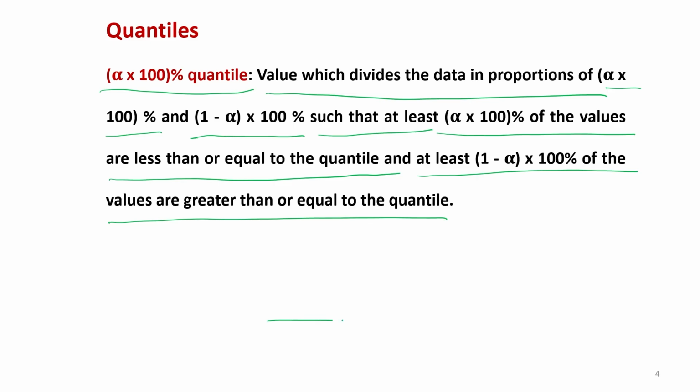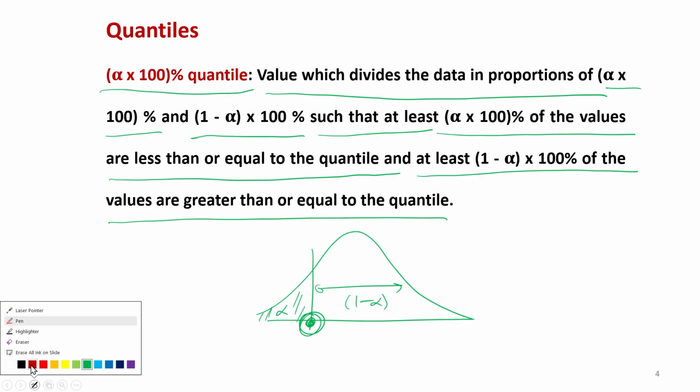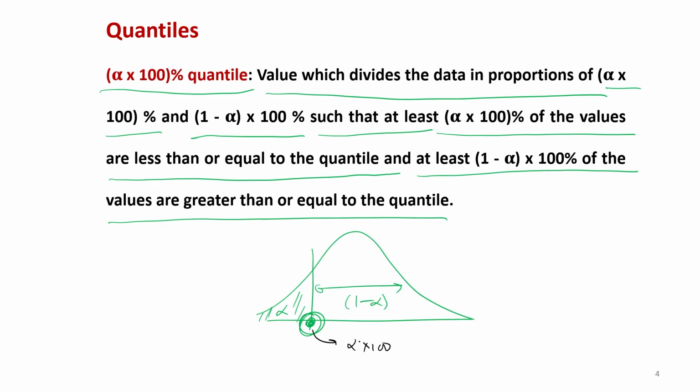For example, if I try to plot it here, suppose this is my frequency curve, and suppose I take this value here. This value defines say alpha, this is the area alpha, and the 1 minus alpha area is this much. So this is the value which is trying to partition the entire frequency into two parts. So this is called the alpha times 100% quantile, right.